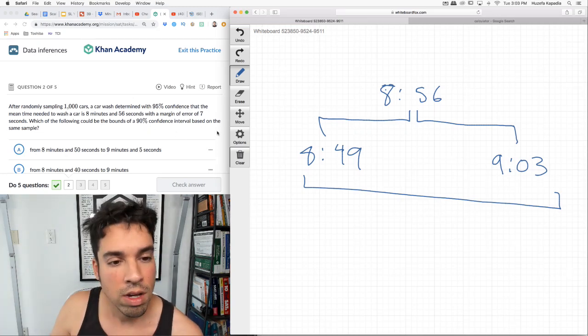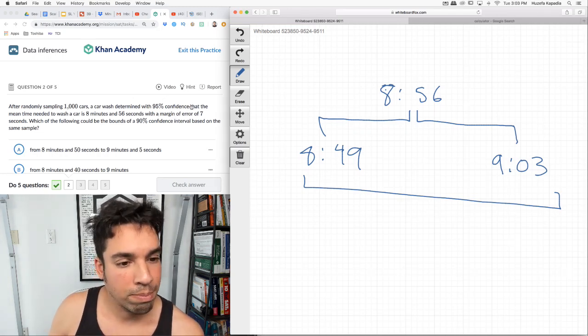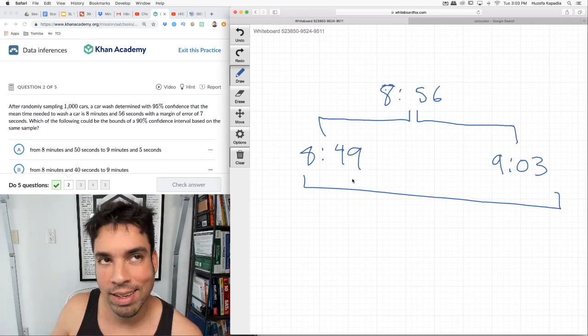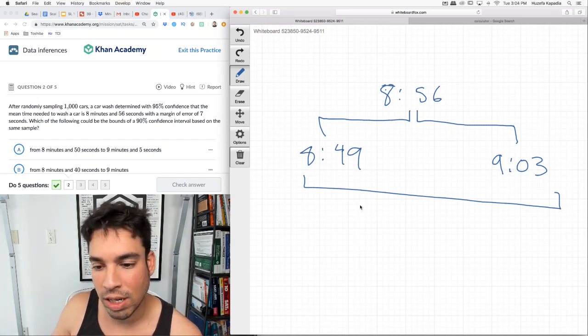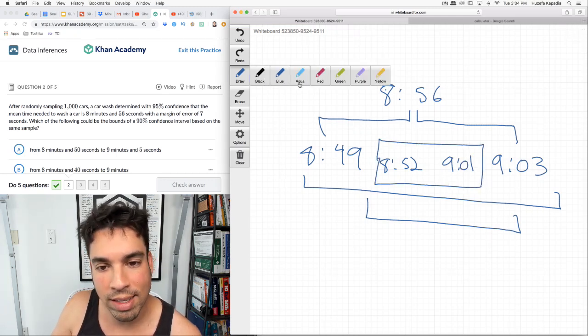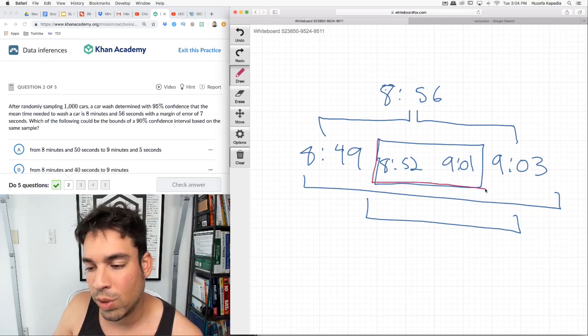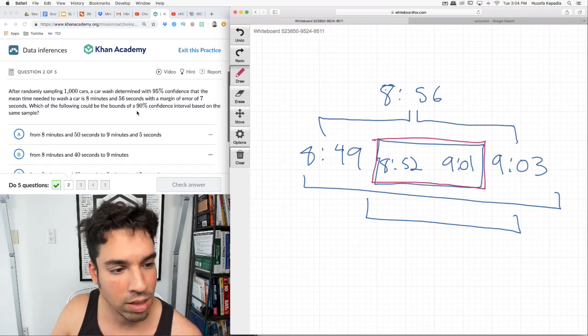All right, here's the deal. 95% confidence means I'm pretty sure I'm going to capture this. So with a greater confidence level, this should be wider. With a smaller confidence level, 90%, now we should be in a tighter zone. So let's say it could be like, I don't know, 8:52 to 9:01 or something like that. So the range should be shrinking because we're less confident, okay? The tighter we get, the less confident we get. So anyways, I'm guessing that there's only going to be one that's going to be a tighter range.